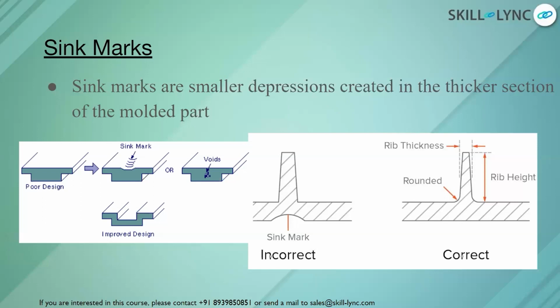Okay, so we need to make sure that we actually have a correct design with respect to your rib root thickness, and then we are actually providing the required fillet so that there is smooth flow available for the molten plastic material to go through.